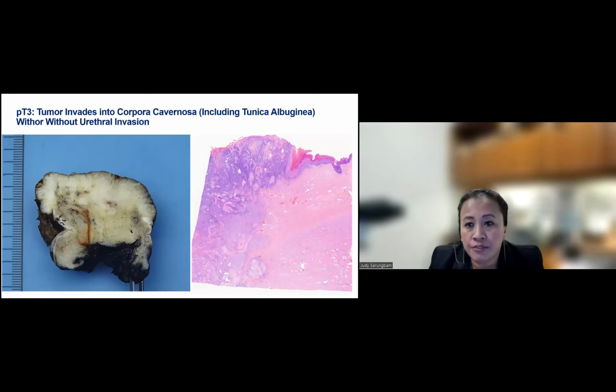PT3 tumor invades corpus cavernosum, and this includes the tunica albuginea. They may be with or without urethral invasion. This is an example of a PT3 tumor where there is tumor involvement almost replacing the entire corpus spongiosum and then going into the corpus cavernosa. So this is the H&E section showing a tumor infiltrating into the corpus spongiosum, going beyond the tunica albuginea into the corpus cavernosum.